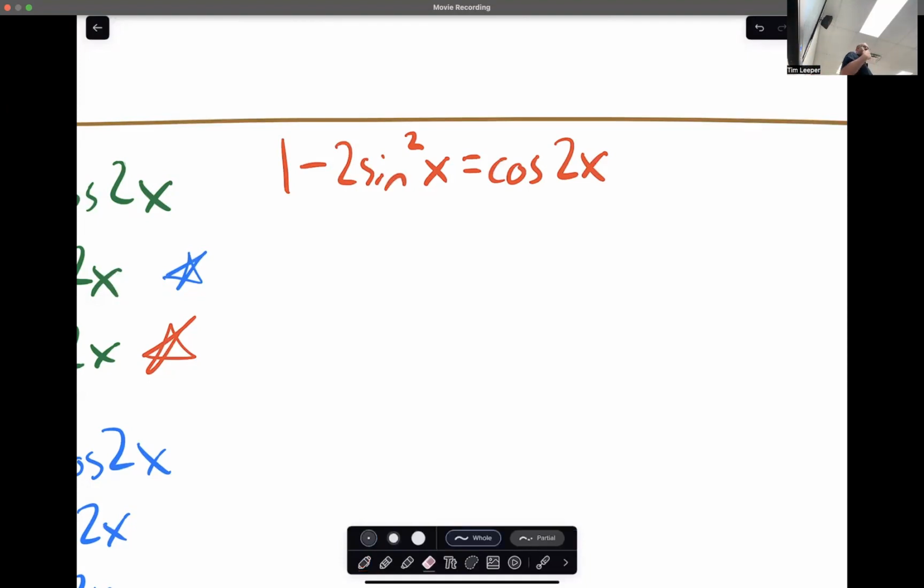Now, I'm going to cut to the chase. We subtract 1, divide by -2. So that means that the sine squared of x is equal to 1 minus the cosine of 2x all over 2.